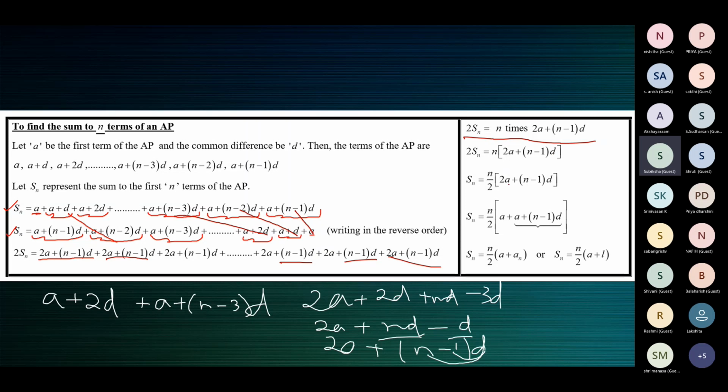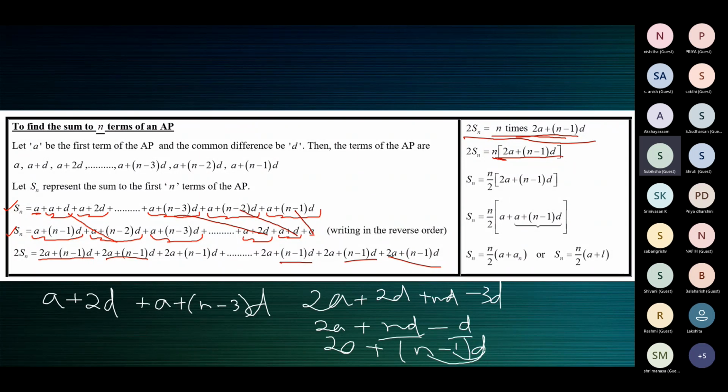Similarly, here 2A plus n minus 1 into D happens n times. So we have n times 2A plus n minus 1 into D, plus 2A plus n minus 1 into D, plus 2A plus n minus 1 into D, n times. So that means the sum is n into 2A plus n minus 1 into D, just as 16 times 2 is 16 into 2.